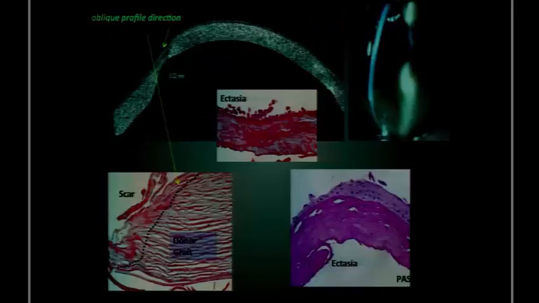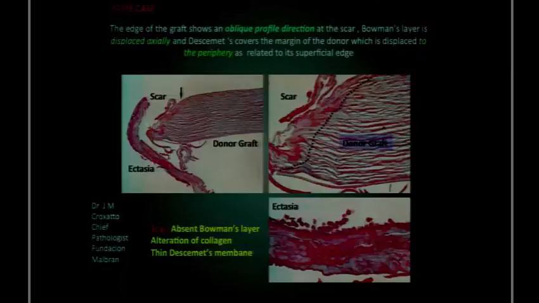In a case that had been operated elsewhere with a small penetrating graft, 7.5, we had the opportunity to see this ectasia, and we also had the histology. You see the oblique profile direction of the scar, more or less what we see at the slit lamp. In a more detailed image, we see that the edge of the graft shows an oblique profile direction of the scar, and the Bowman layer is split axially. There is also an absence of Bowman.